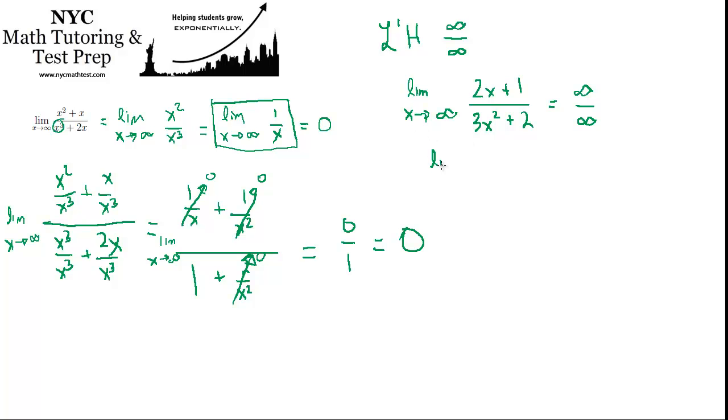So let's keep going. Limit as x approaches infinity. Now it would become 2 over 6x. And I suppose you could simplify that, make that 1 over 3x. But regardless, now you have 1 over an infinitely large number. And what does that become? 0. So regardless of which method you use, you always find out that the limit equals 0. So it all connects and it all makes sense.